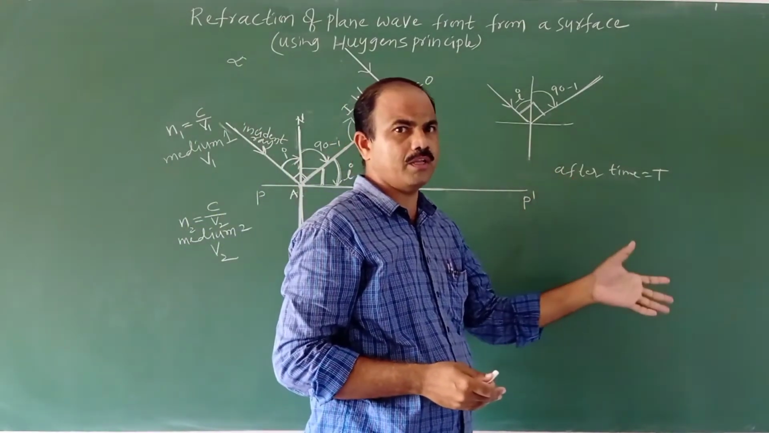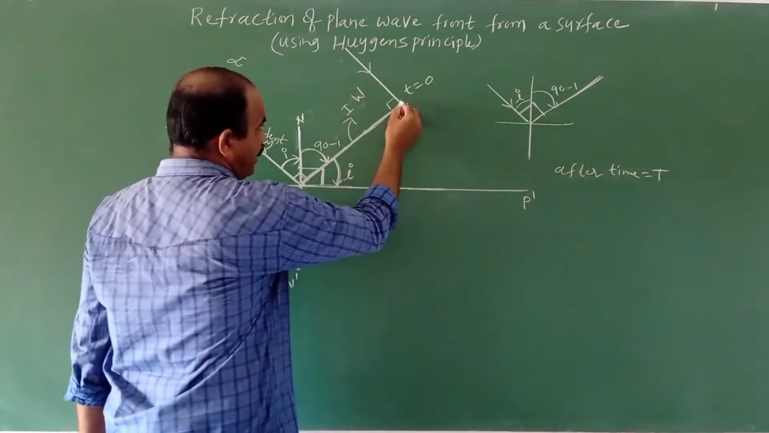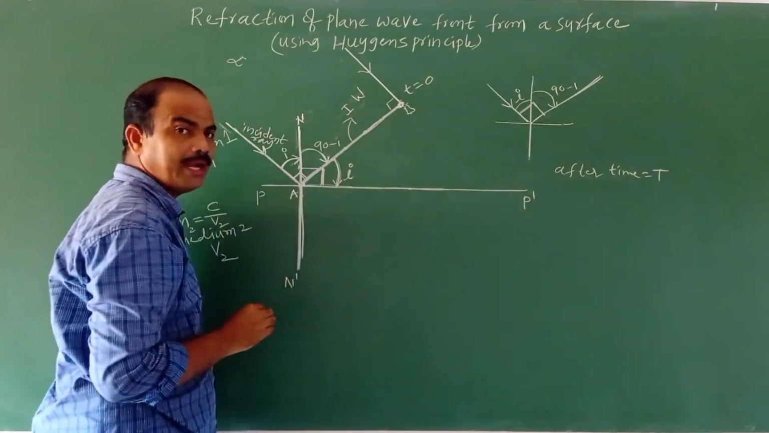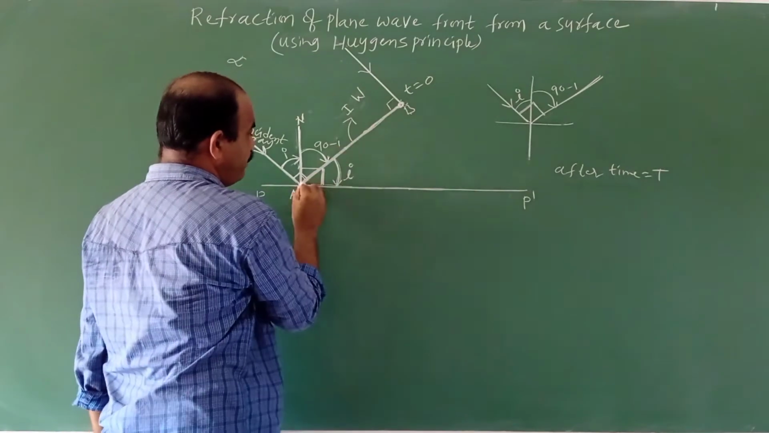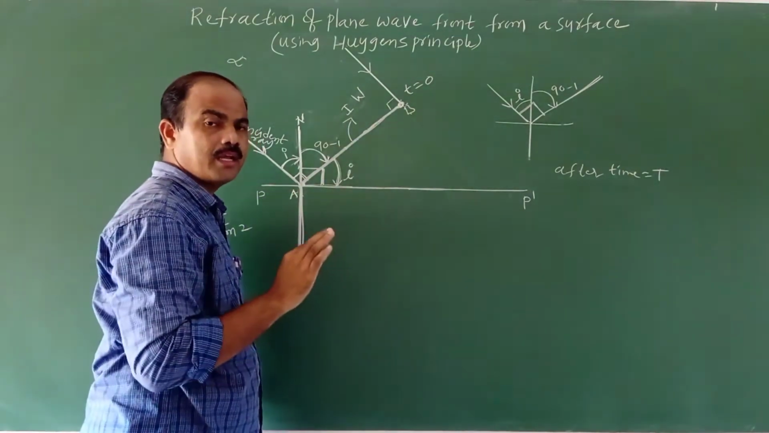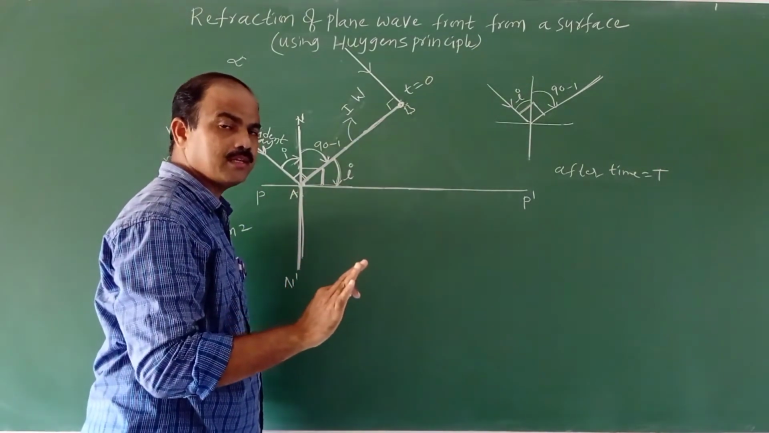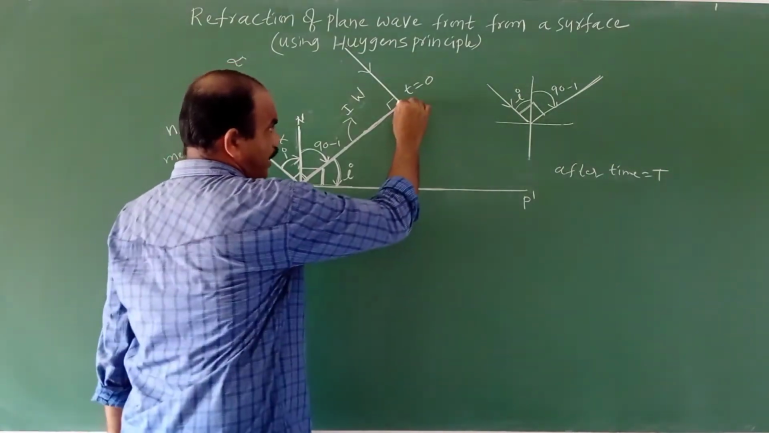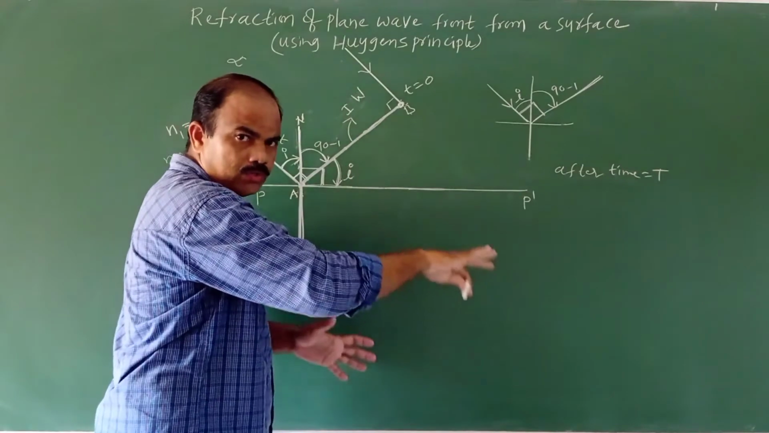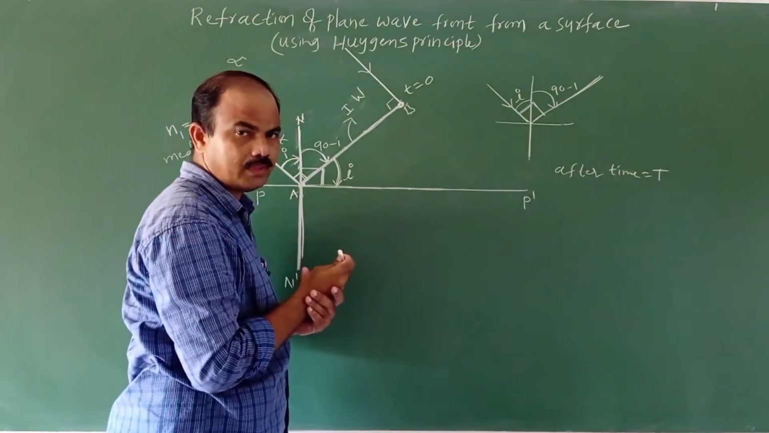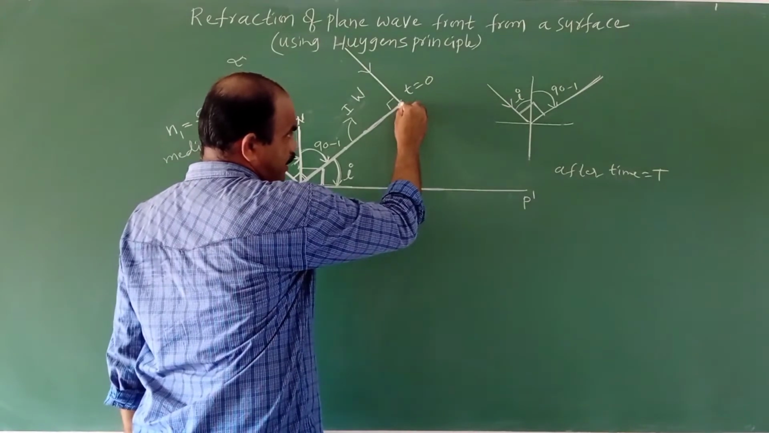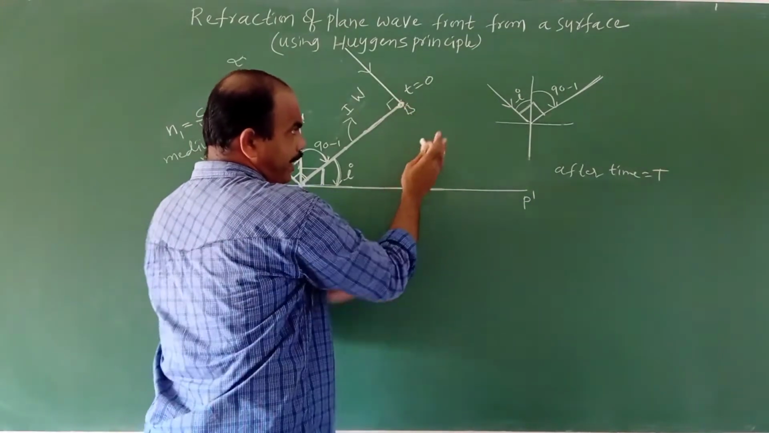After time t. But here I am taking 2 points, one is B and one is A. Now these points A and B can act as sources of secondary disturbances. So from A and B, secondary wavelets will be produced. But the secondary wavelet produced from B will be traveling in medium 1.